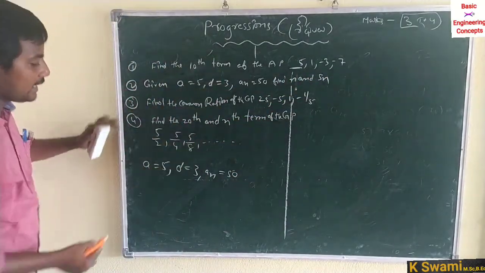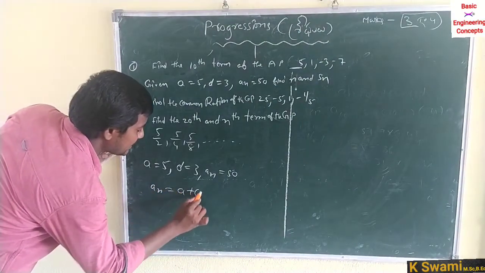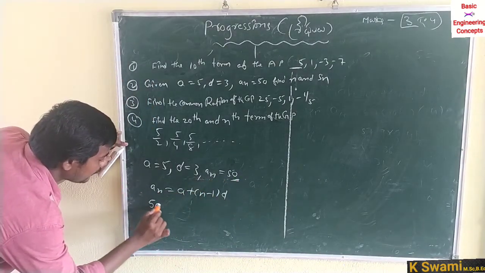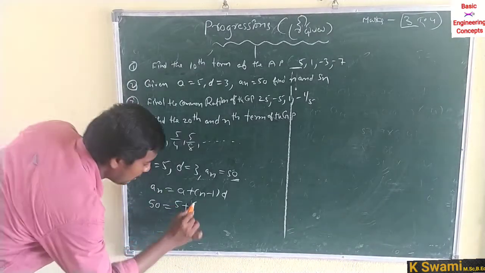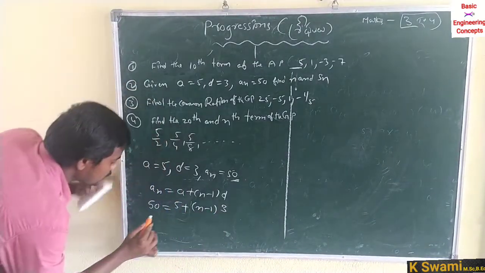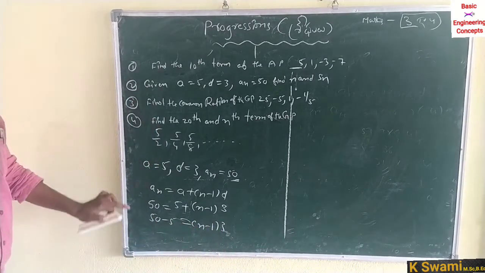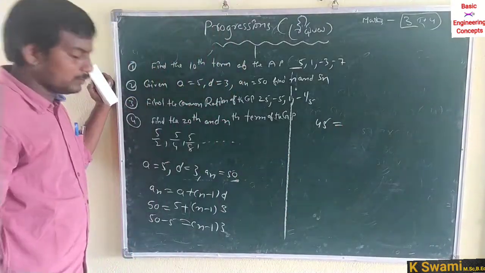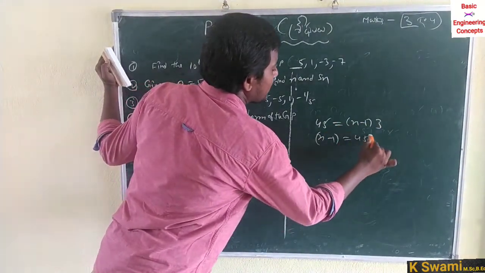So find the nth term. We know that the nth term an is equal to a plus n minus 1 into d. So an is equal to 50, a is equal to 5, and d is equal to 3. So 50 minus 5 is equal to n minus 1 into 3. 45 is equal to n minus 1 into 3. So n minus 1 is equal to 45 by 3.